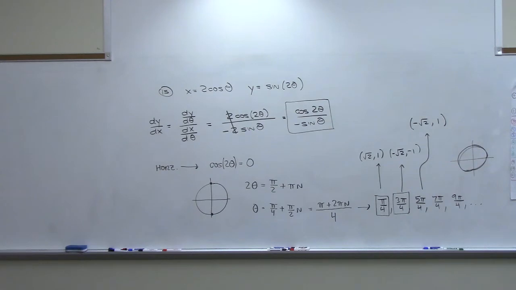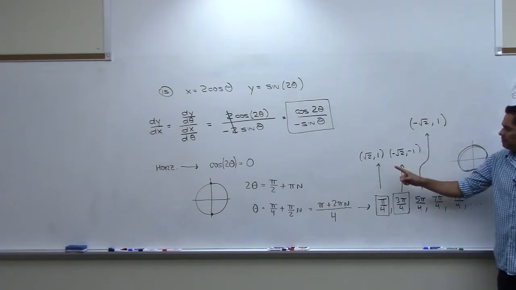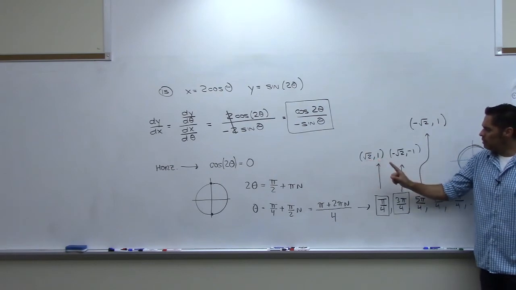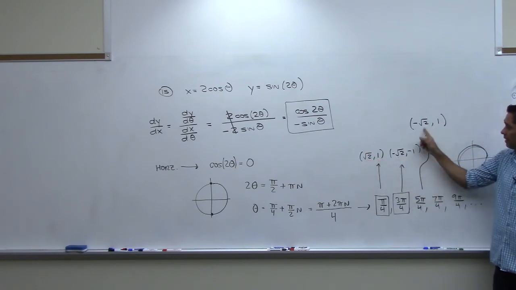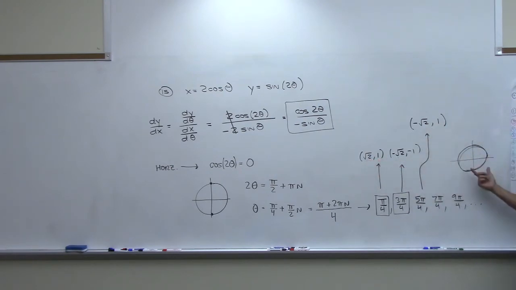One full swing. So it does not look like we have started repeating ourselves yet. We had root 2, 1, negative root 2, negative 1, negative root 2, positive 1. I bet you the next one's going to be radical 2, negative 1. We'll see. So what about this one?